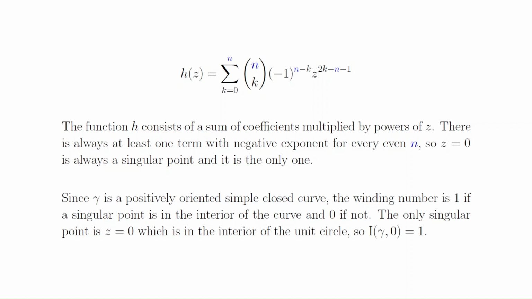Since gamma is a positively oriented simple closed curve, the winding number is 1 if a singular point is in the interior of the curve, and 0 if not. The only singular point is c equal to 0, which is in the interior of the unit circle, so the winding number associated with our curve and the origin of the complex plane is 1.